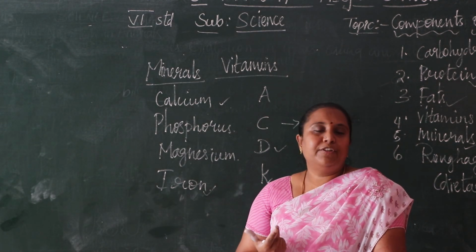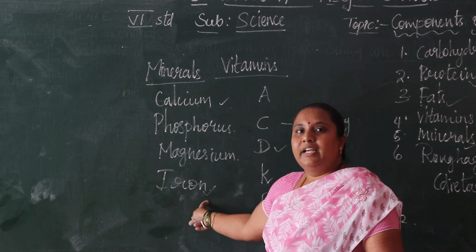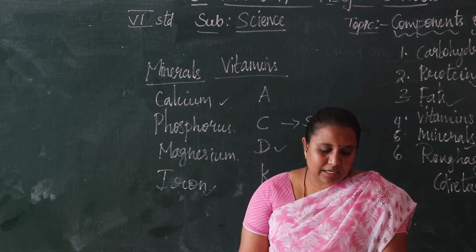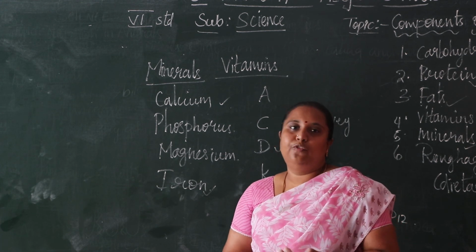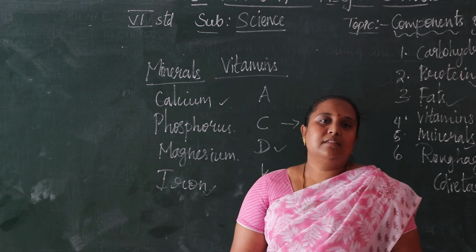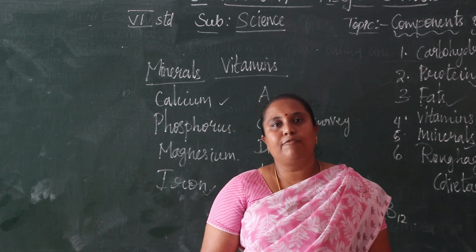Then the deficiency of iron causes anemia, loss of blood, which makes the body weak. So these are the things we saw in our lesson, components of food.